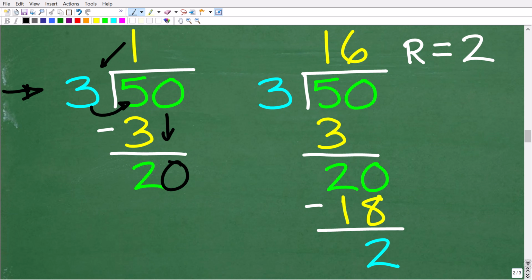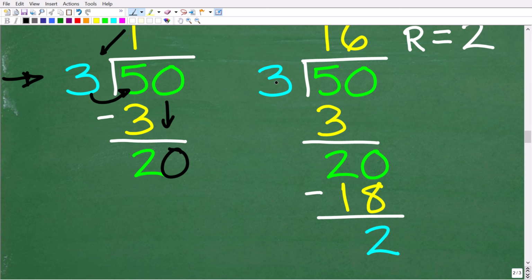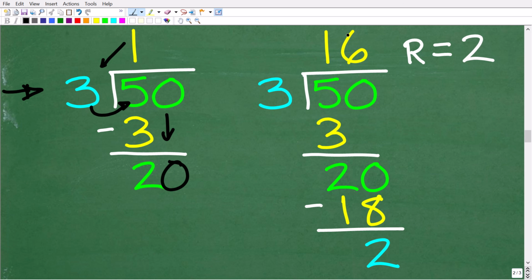Alright, so let's kind of pick up the problem right here. As you can see, I already kind of did the work. So can 3 go into 20? Yes. How many times? 6 times, right? So we're going to put a 6 right here. So 6 times 3 is what? That is 18. So we're going to subtract 18 from 20, and our answer will be 2.